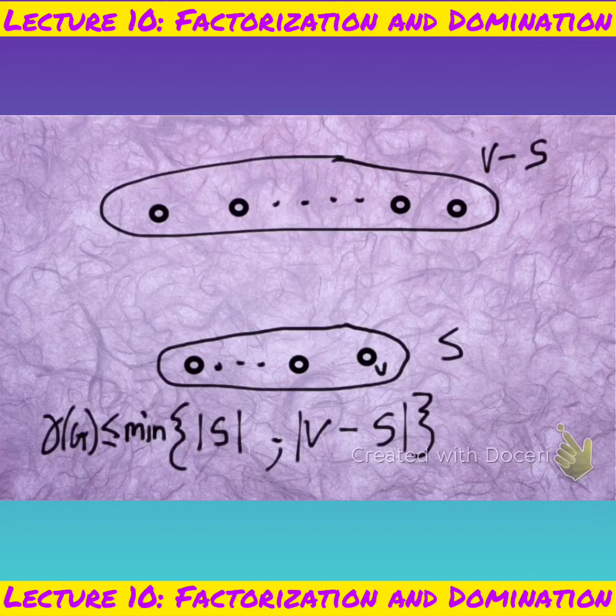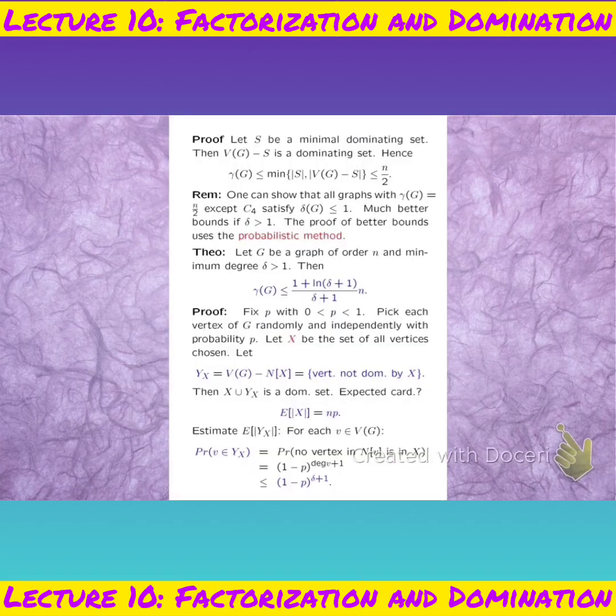Now, if you divide the order of a graph by 2, then the smallest between V minus S and S is going to be at most n over 2. Right, so that's a nice elementary bound for a graph without isolated vertices. Domination number is at most n over 2. Okay, so we've got that elementary bound.